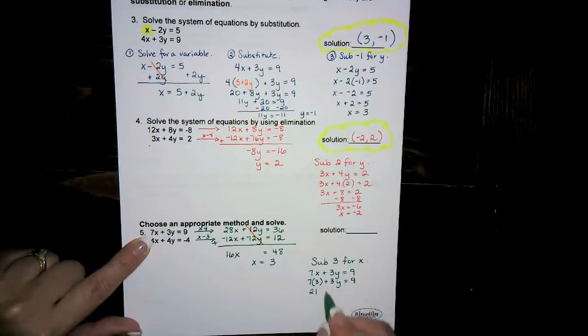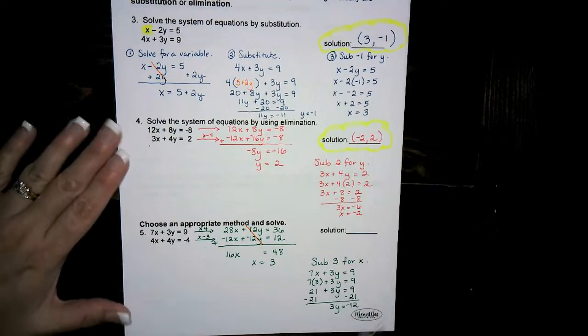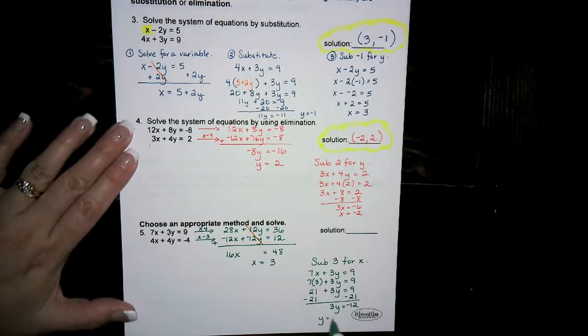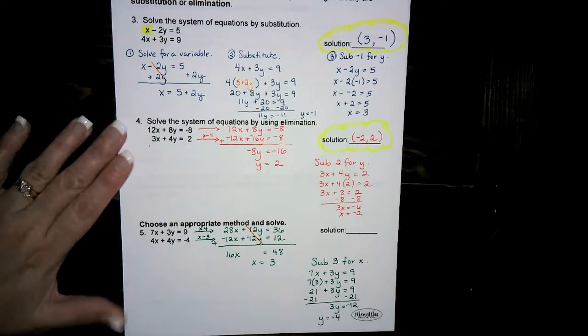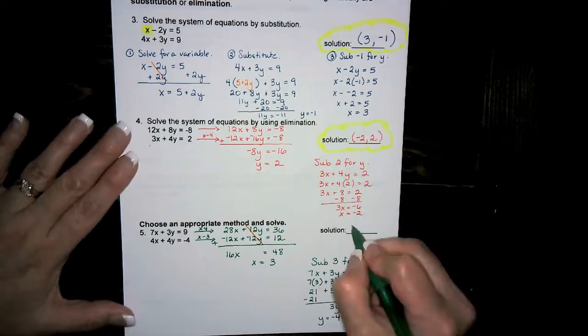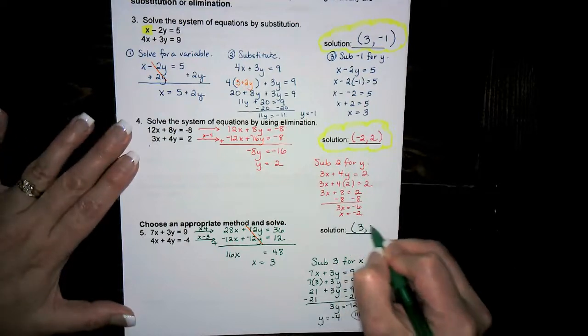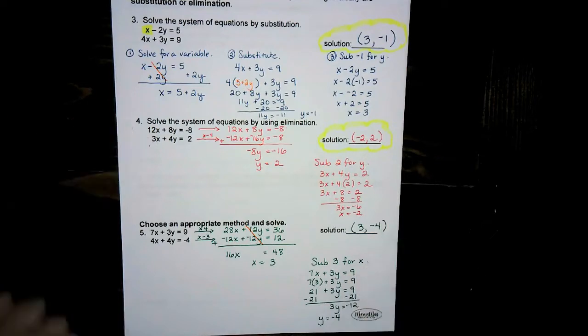7 times 3 is 21. And we'll subtract 21 from both sides so that 3y equals negative 12. And now if we divide both sides by 3, we get y equals negative 4. Now remember, when you write your solution, be sure to write it in alphabetical order, x and then y.